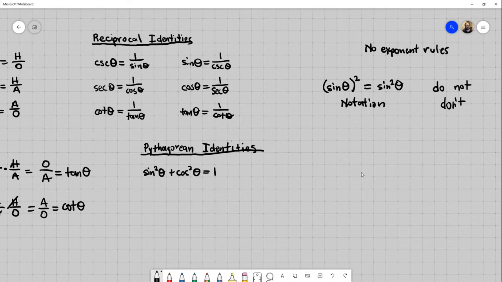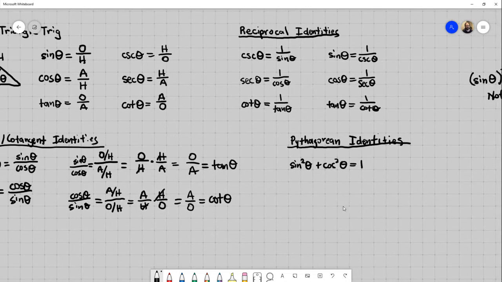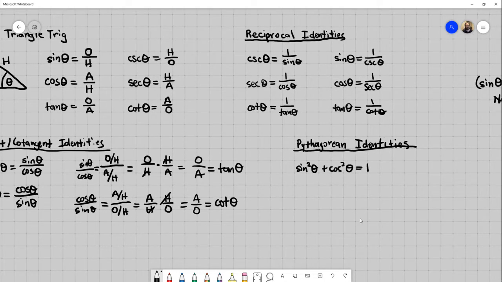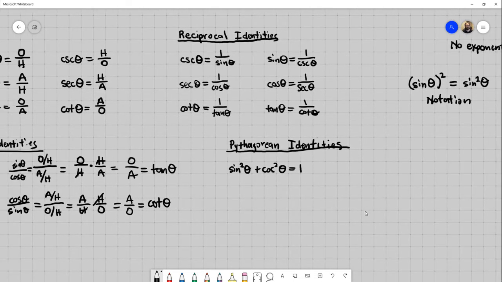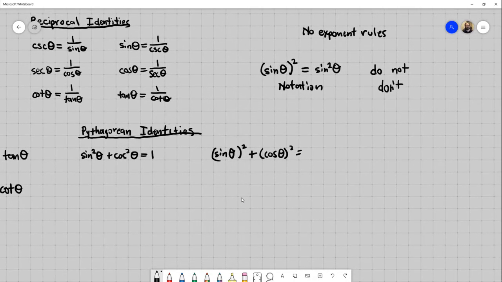Okay, so back to our Pythagorean identity. Let's see why the first Pythagorean identity is true. If I take sine squared of theta, well, that's the same as sine of theta squared. Again, that's how we write it. Plus cosine of theta squared. Sine of theta, from our right triangle definition, is opposite over hypotenuse.